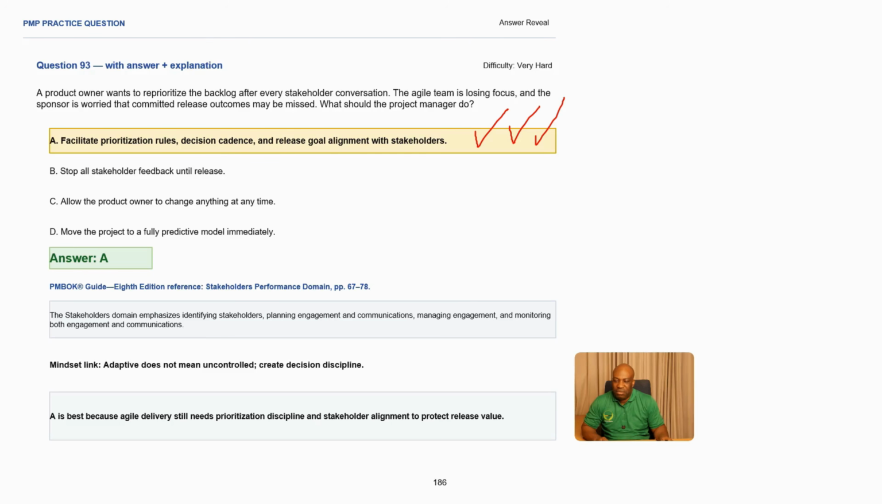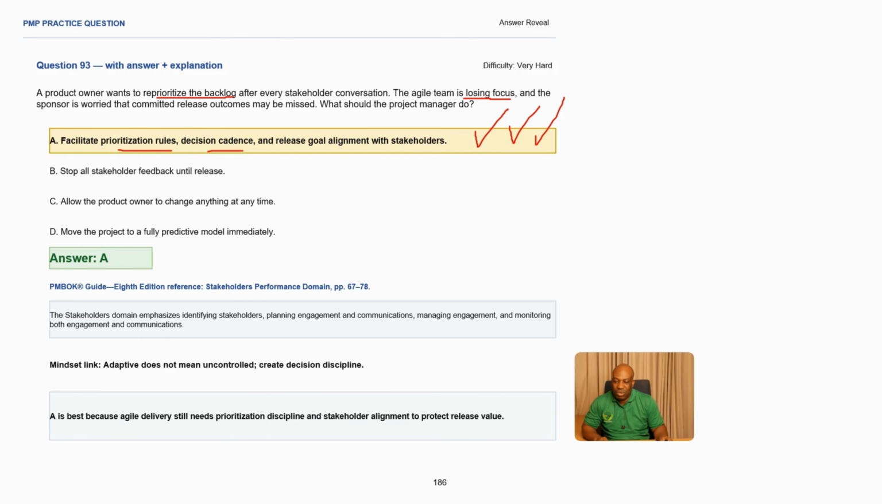You need to facilitate prioritization rules, decision cadence, and also release goal alignment with stakeholders. This is very important because there is a reprioritization that is going to be done here, but the Agile team is now losing focus because of this. So if you facilitate prioritization rules, decision cadence, and also release goals, it will help in this scenario.